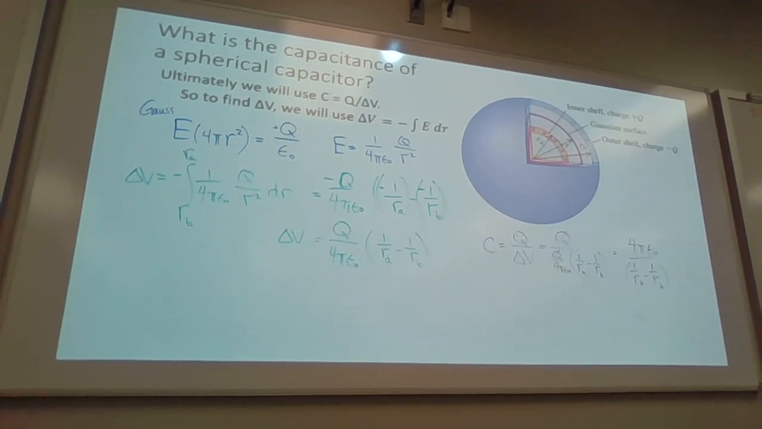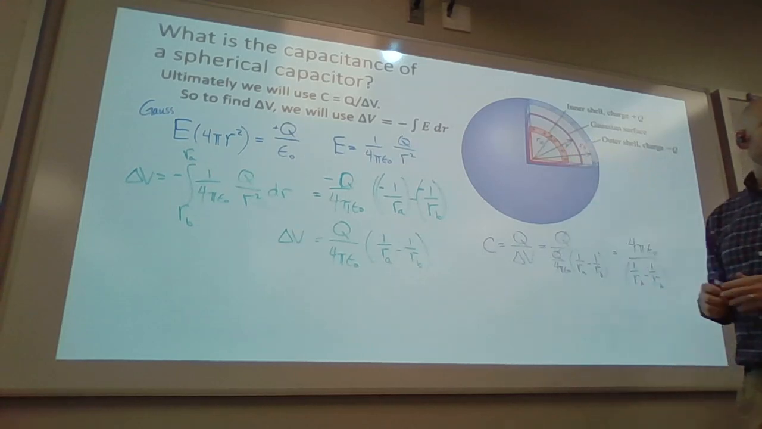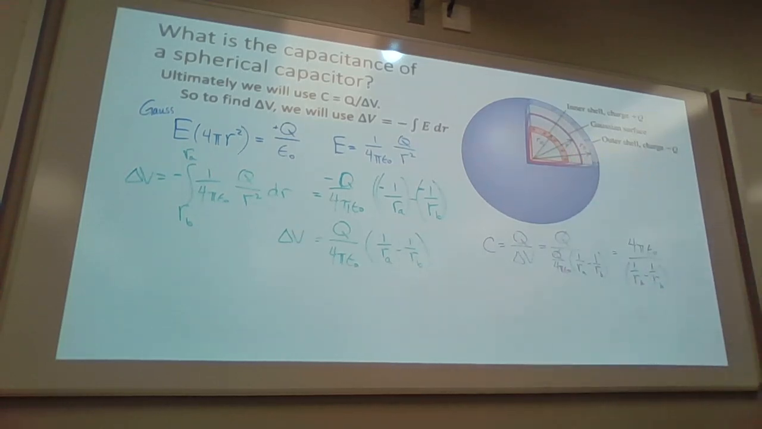How do you pick the charge? Like, how do you decide what the charge is on the capacitor? Great question. It's the charge on one of the plates. In a capacitor, they're going to have the same charge. They have to. Never mind.